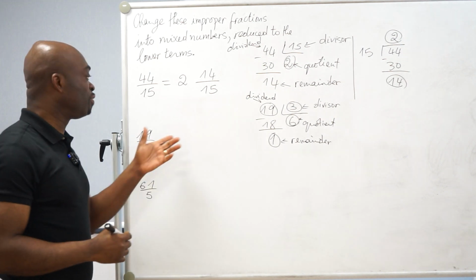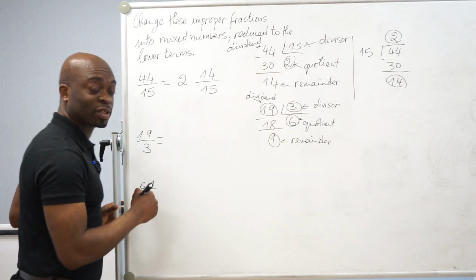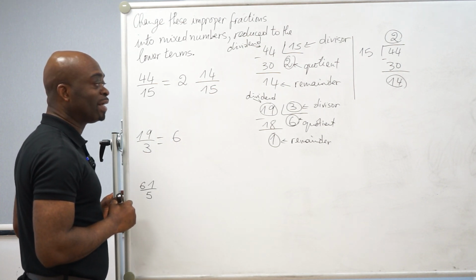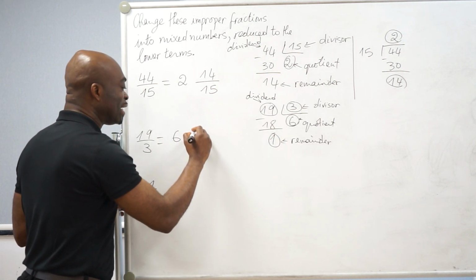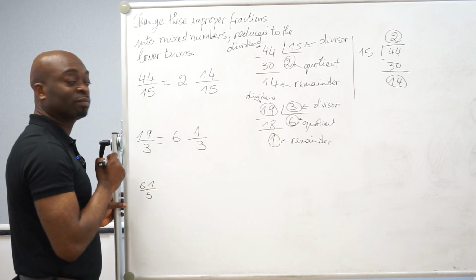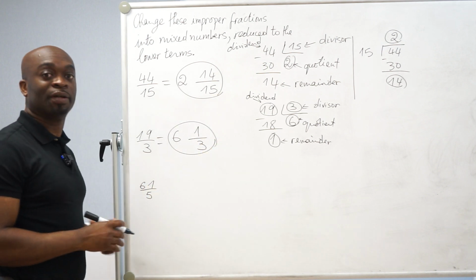Okay, so now how do we write the final answer here? So we said the quotient goes first, so that'll be 6. All right, and then what goes after that? The remainder goes after that, that is 1, then over your divisor, which is 3. Okay, so this is your final answer here. That is your final answer there.